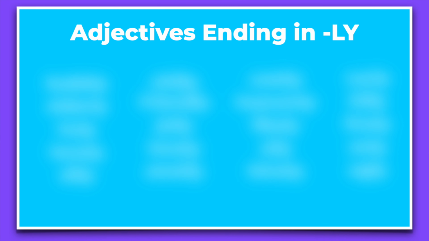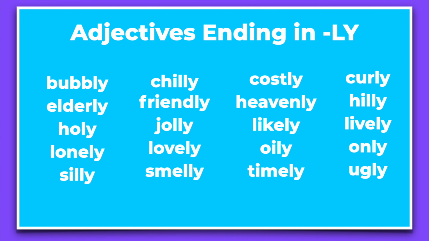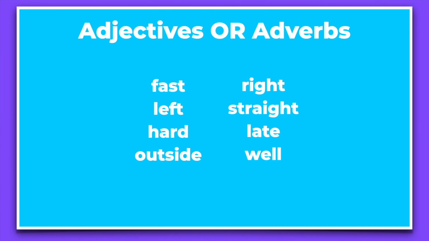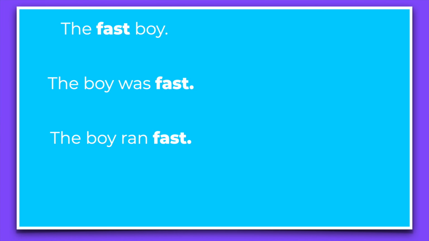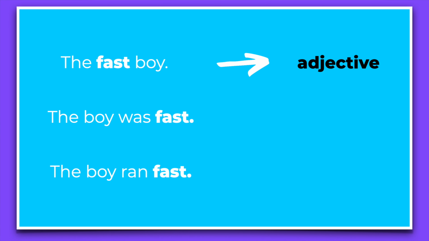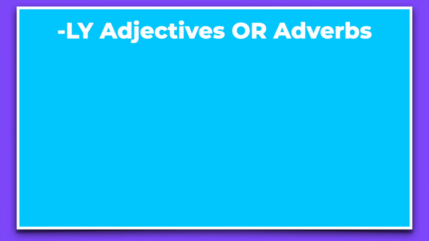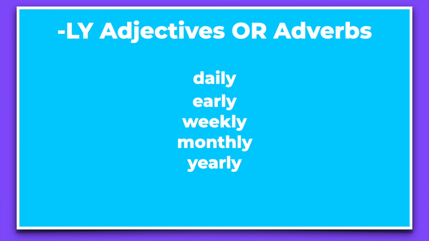Let's talk about some situations where the words break the rule. Here are some ly words that are actually adjectives. Like I said before, ly words are not always adverbs. Here are some words that don't have ly and can be both adverbs and adjectives. The word fast is an adjective describing the noun boy. In this sentence, it's still an adjective because it follows a linking verb and describes a noun. In this example, fast is an adverb because it describes how he ran. These words end in ly and are both adverbs and adjectives.